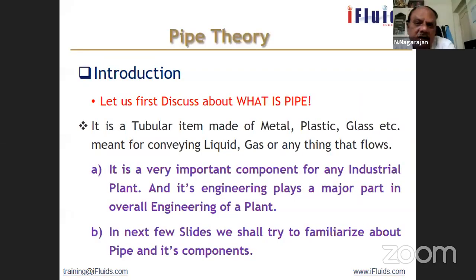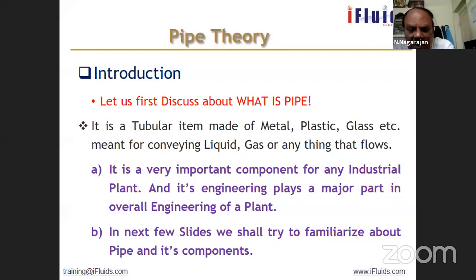So pipe theory, we'll see what is the pipe. Pipe is nothing but a tubular item. It's a circular conduit. It is made of metal or plastic or glass, etc. Most of the apparatus in the laboratories, you must have seen, all are made of glass: pipes, beakers, conical beakers, measuring jars, etc. But when you come to the industry, glass is not feasible. One thing, you cannot make it in big sizes. Second thing, it is fragile and breakable.